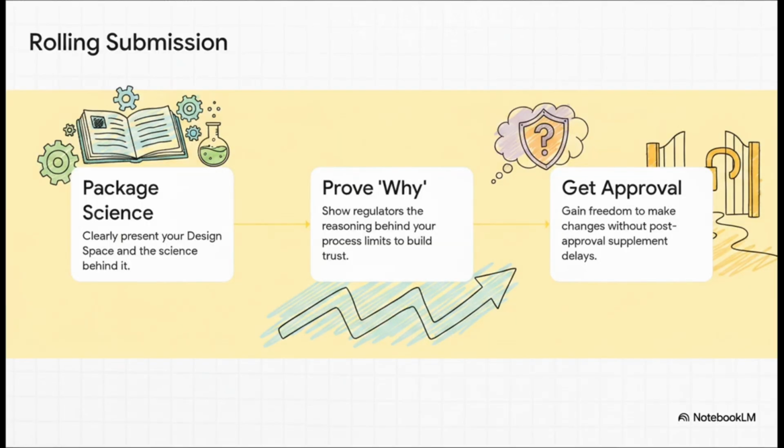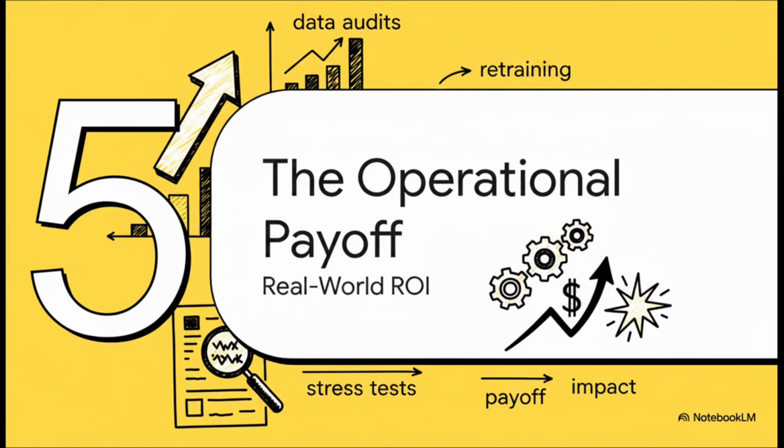Now for step 5. This is all about communicating your hard work to regulators in the right way. Using what's called a rolling submission approach, you first package the science nice and clearly. Second, you prove that you understand the why behind your process limits. Nailing this unlocks the ultimate prize, the freedom to make process changes without having to file for post-approval supplements every single time.